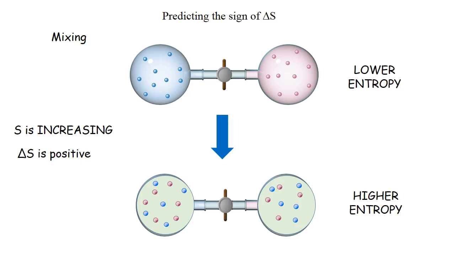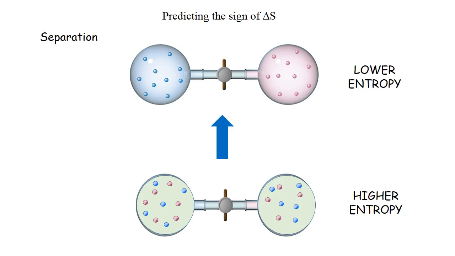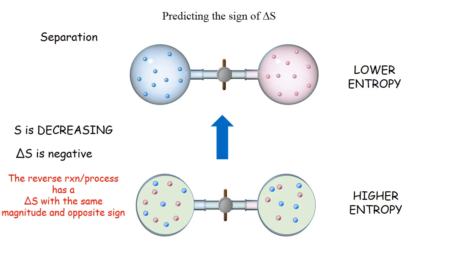Now, if we reverse this process, and we change that arrow in the other direction, we'd say we're going to separate the two, then the relative entropy of these two states is still the one on top is still lower entropy. And so we can say that the separation, going in the opposite direction, is definitely decreasing, and that delta S would be negative. So delta S, like delta H, is a state function, and therefore the value of delta S only depends on the initial and the final states. And so one thing that's true about delta H that is also true about delta S is that if you reverse the reaction or the process, then the reversed process has a delta S value with the same magnitude or absolute value, but the opposite sign.